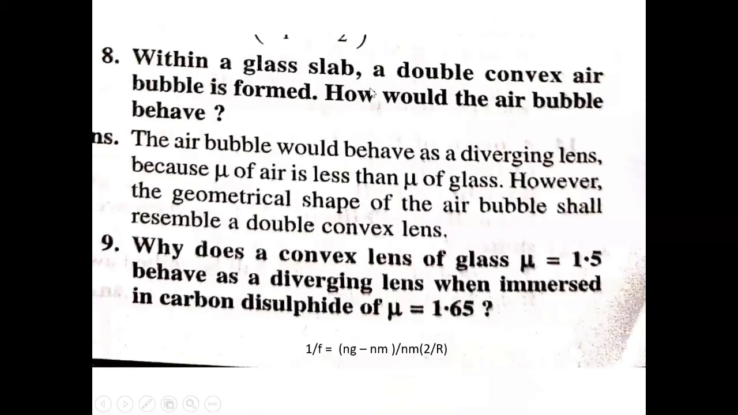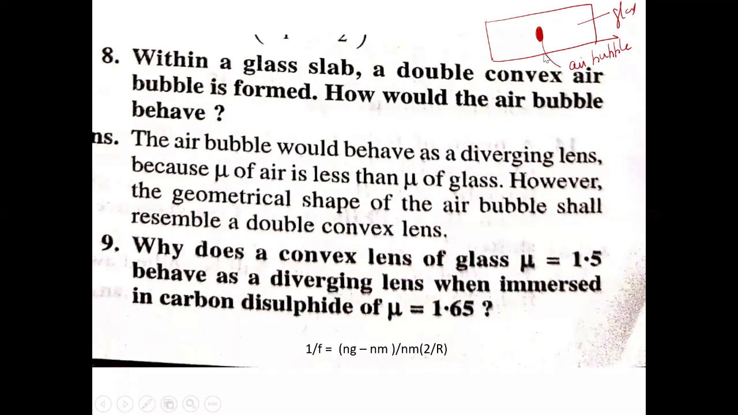Within a glass slab, a double convex air bubble is formed. How would the air bubble behave? So inside the glass slab, there is a double convex air bubble like this. This is the air bubble, and this is glass. Will the air bubble behave like a convex lens or a concave lens?